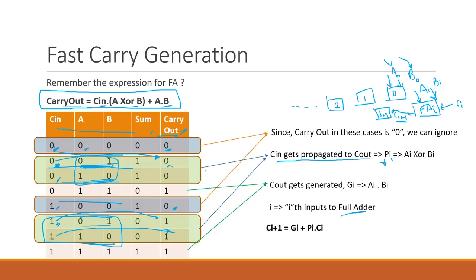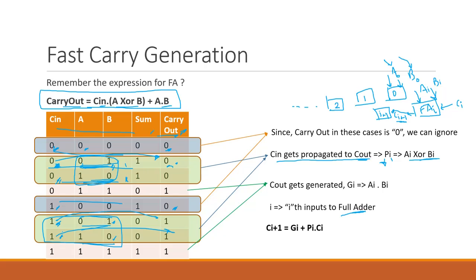Coming back to this truth table, C in gets propagated to C out when A XOR B is 1, right? Here, 0 XOR 1 is 1, 1 XOR 0 is 1. So when this condition is satisfied, the C out is the same as C in. Same over here, 0 XOR 1 is 1, 1 XOR 0 is 1. The carry out is the same as C in.